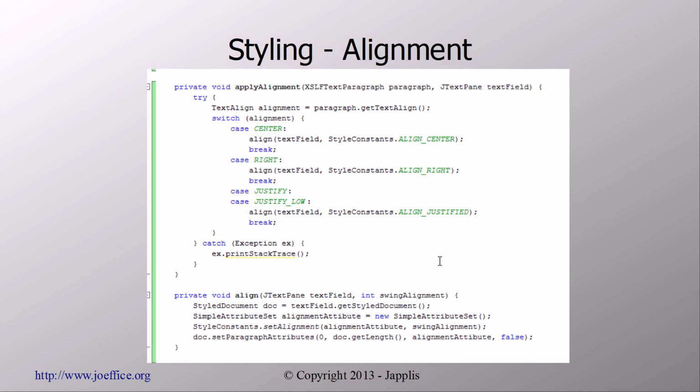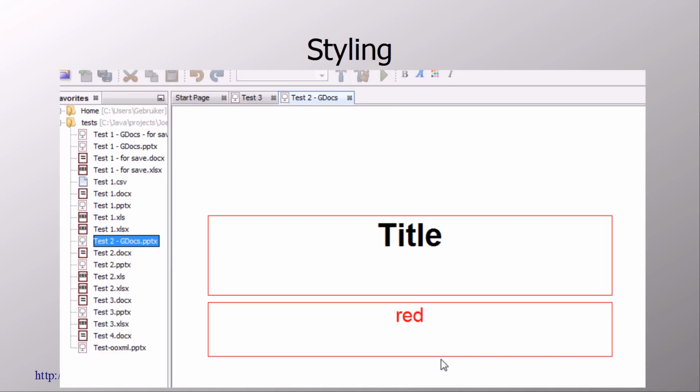You also need to apply the alignment, and that's the same principle as with your box. You'll also have the alignment; just apply it to your JEditorPane, or in this case a JTextPane. And here we now have presentation software with styling. We'll see the title and a subtitle, which has the color red. Well, we still have the red line, but it's just for debugging purposes. We're going to keep it.